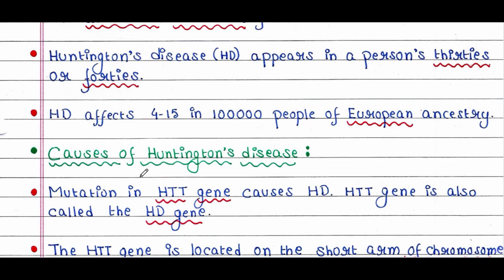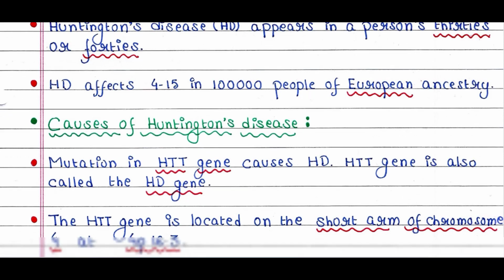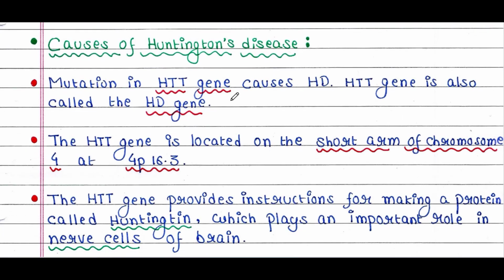Mutation in the HTT gene causes Huntington's disease. The HTT gene is also called the HD gene. So this gene is the main culprit. The HTT gene is located on the short arm of chromosome 4 at 4p16.3. P means it is the short arm of the chromosome, and this is the site of the gene.